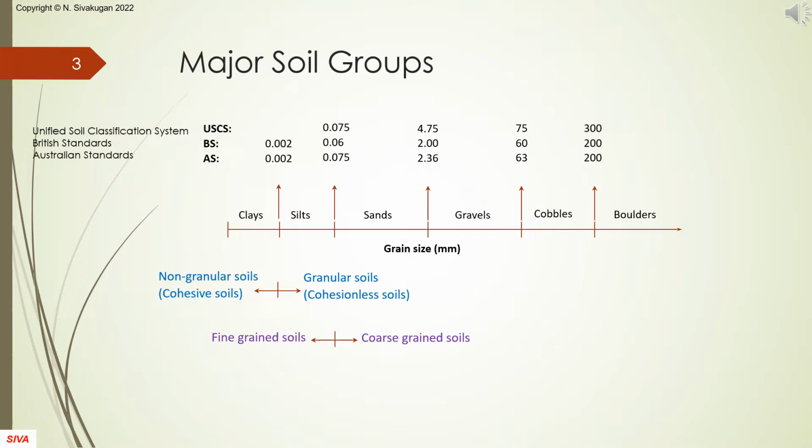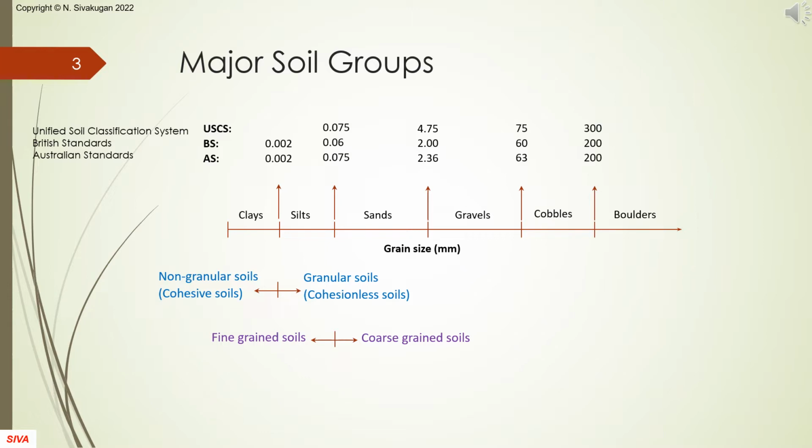Coarse-grained soils are those where the grains are larger than 75 microns, which includes sands and gravels. Here, one can see the individual grains. Fine-grained soils, where grains are smaller than 75 microns, include silts and clays. Here, we will not be able to see the individual grains by naked eye.